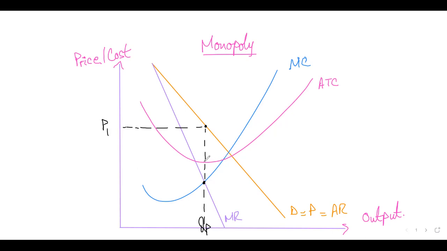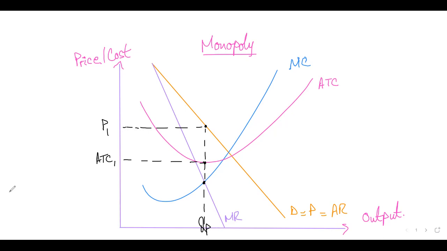And where is this cutting with the ATC? This dotted line, where is this cutting with the ATC? So this cuts with the ATC at this point, right? Yes or no? At this point. Now you have to connect this to the y-axis again, and this will tell you how much it costs you to produce each unit of the good. So how much is the ATC, the average total cost of producing that good?